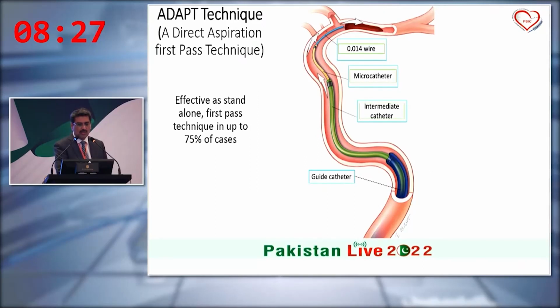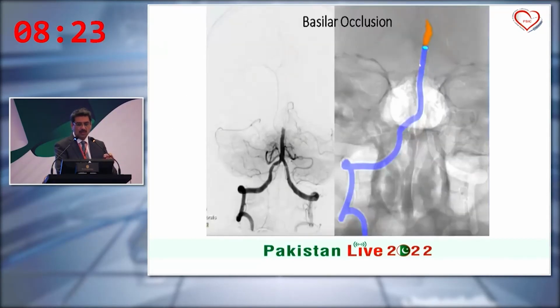You take your wire and microcatheter across the clot, and then you bring in your aspiration device, you remove the wire and the microcatheter, you put suction on the aspiration catheter, and you pull the clot out.